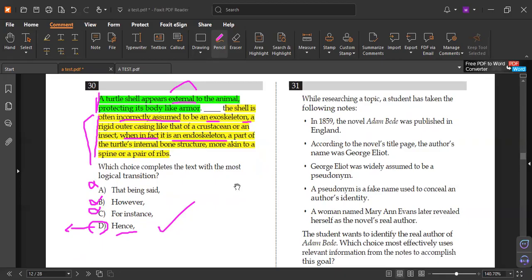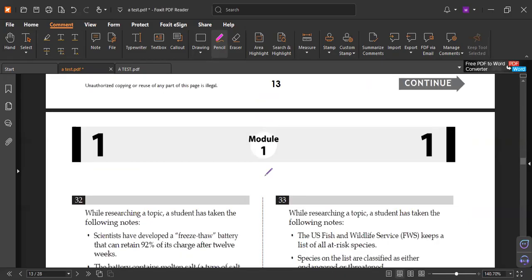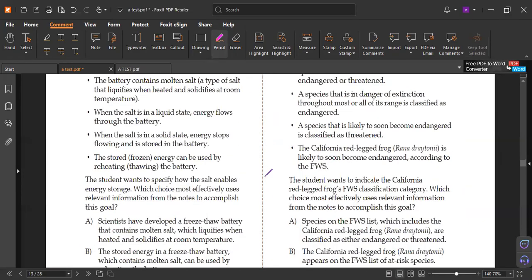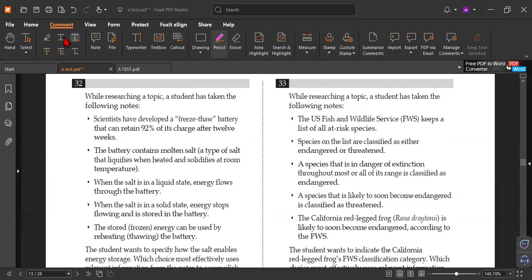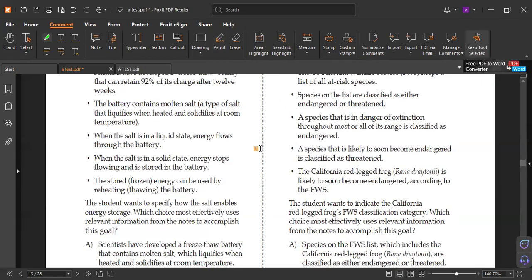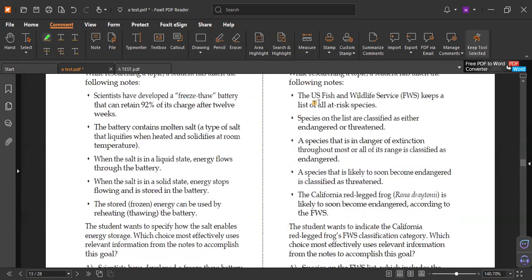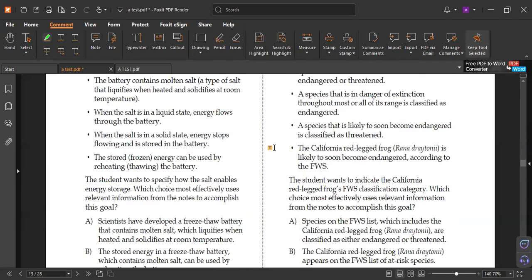I think it's question number 33. Or is 33 this one? Captain Adam, are you still here? Yes, Mr. We always focus on what the question needs exactly. As I told you, Malak, all the answers in this kind of question are the same, but what does the question need? The student wants to indicate the Californian red-legged frog's classification category.